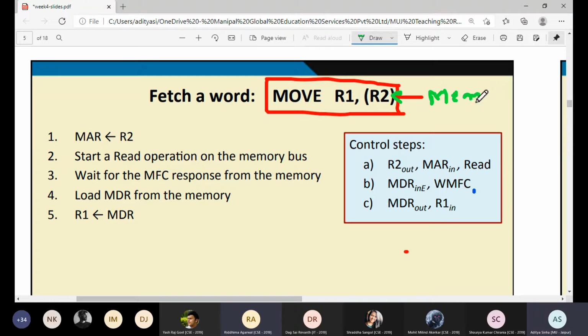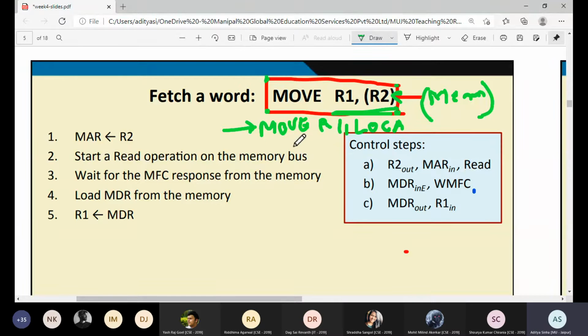Which addressing mode is this? Indirect. Okay, if I write like this, MOV R1 comma LOCA, what is this? Which addressing mode is this? Absolute. So if anybody wants to revise this, this has already been covered in your CSA, it has to do with the addressing modes, this symbolization.